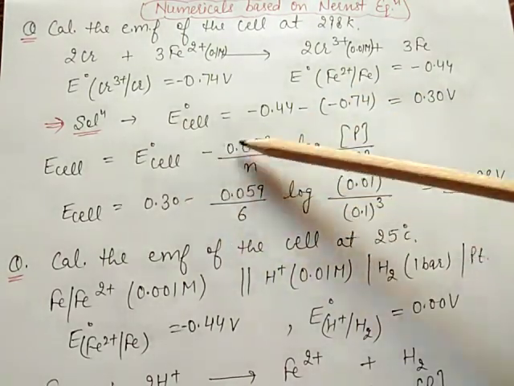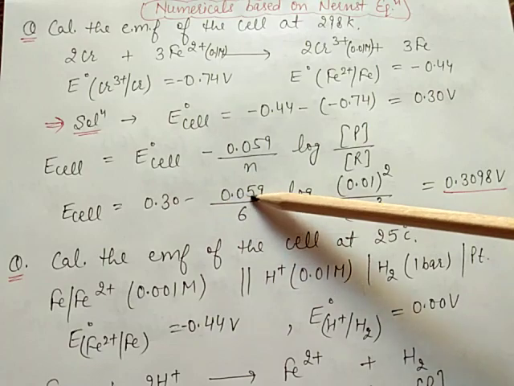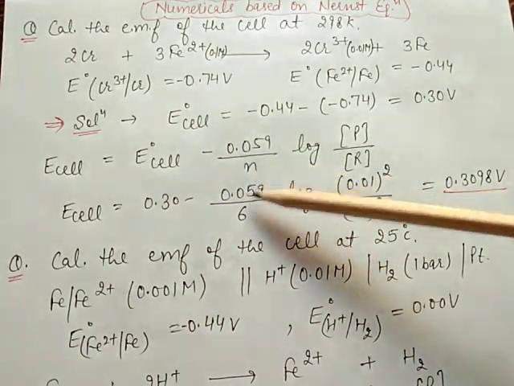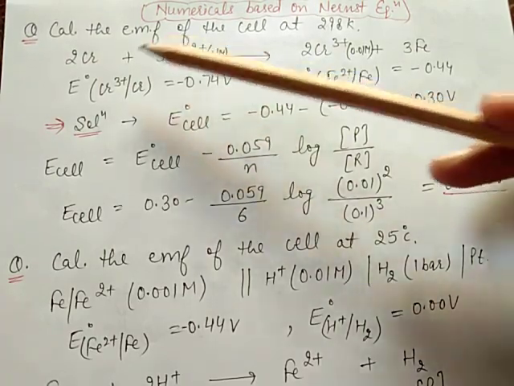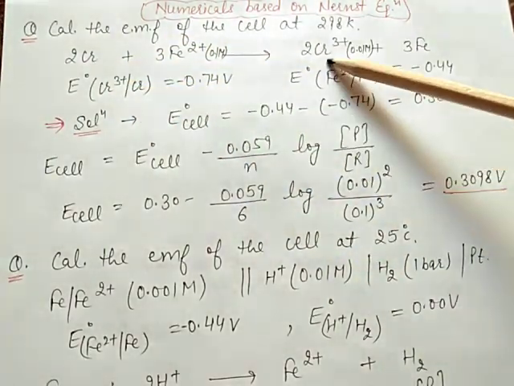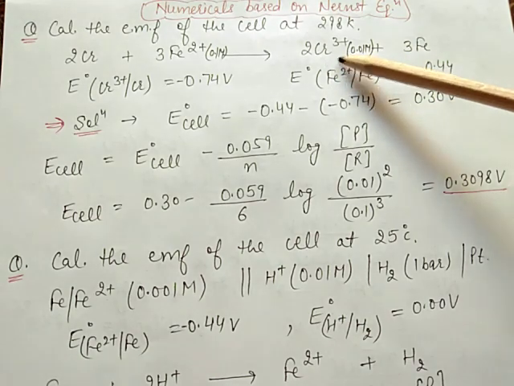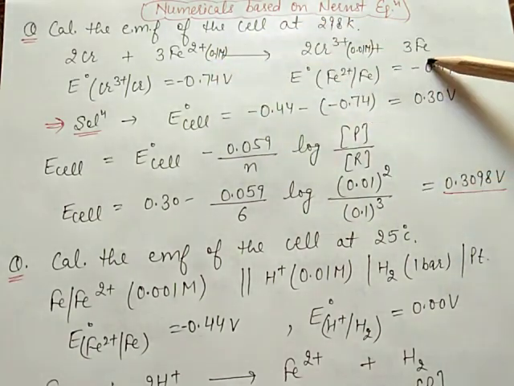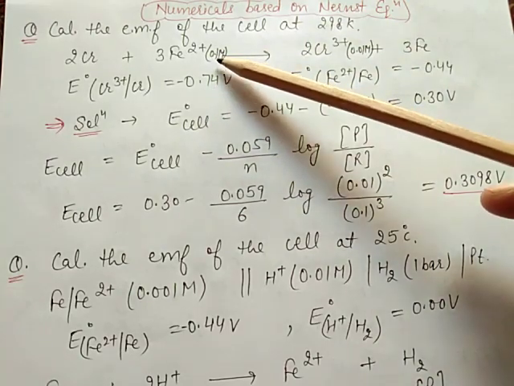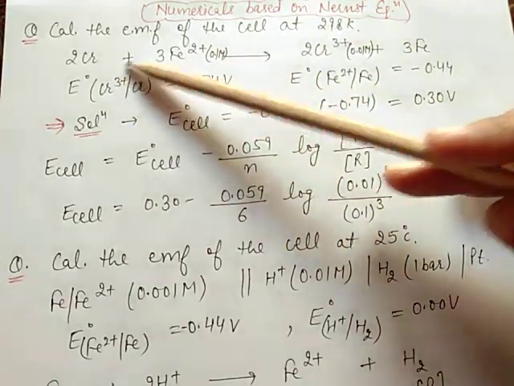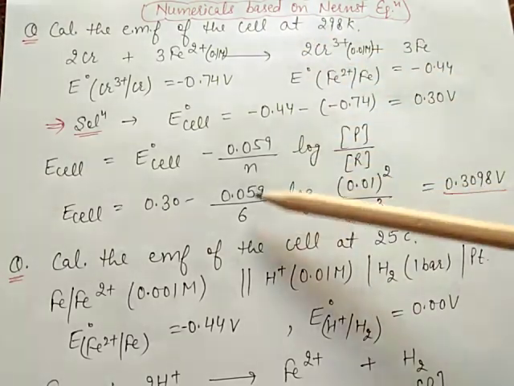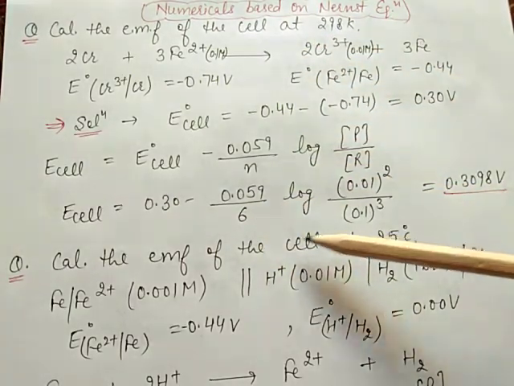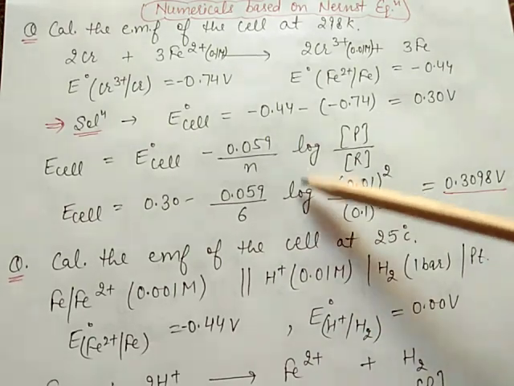Putting this value here, after that minus 0.059 divided by n. n is the number of electrons gained. Here chromium changes to chromium plus 3, means loss of 3 electrons. Iron 2 plus changes to iron, means gain of 2 electrons. So the first equation is multiplied by 2 and the second equation is multiplied by 3. So 3 into 2, means 6 electrons are gained or lost, both.